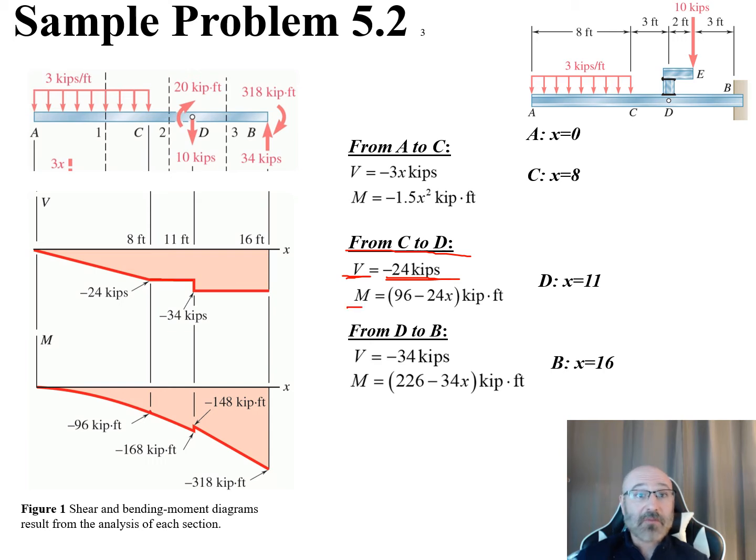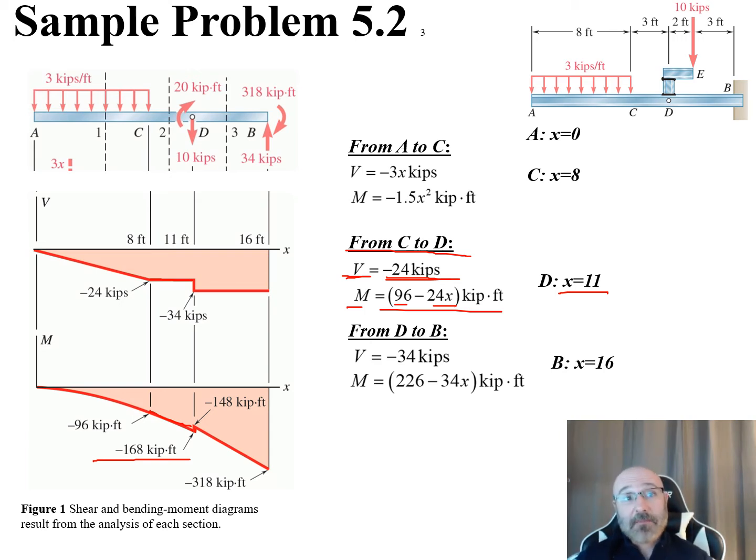So if we're continuing on from there to there, we can say as well, this is going to follow 96 minus 24x right there. So we can plug in that relationship there. Now we know at x is equal to 11, we're at D right there. We can plug that in and solve for this value here of -168 kip feet right there. So this is the relationship we're going to follow along there based on this function.